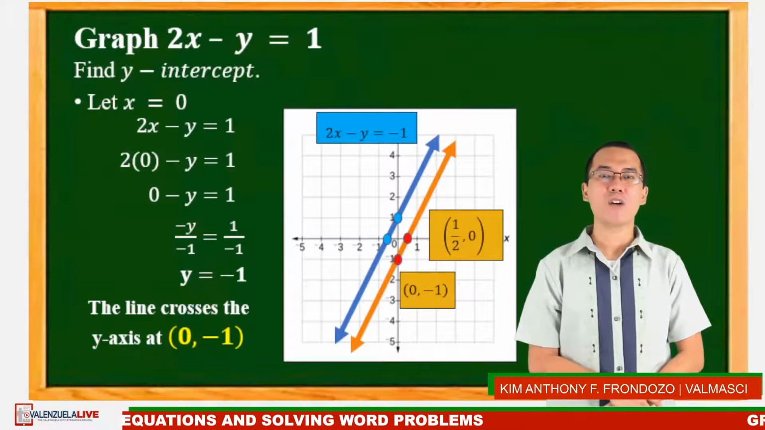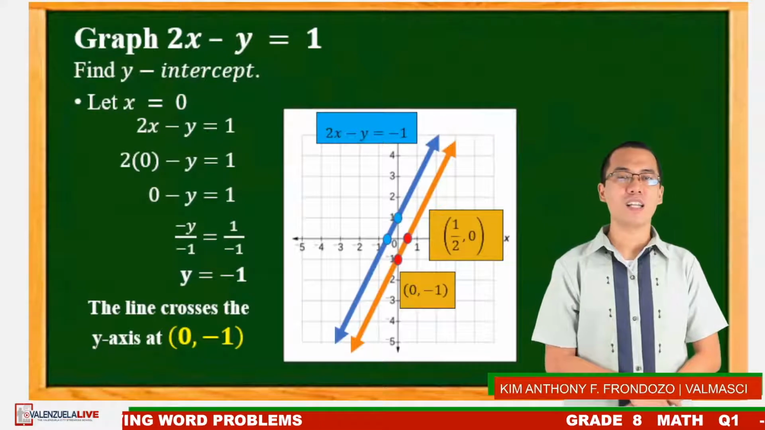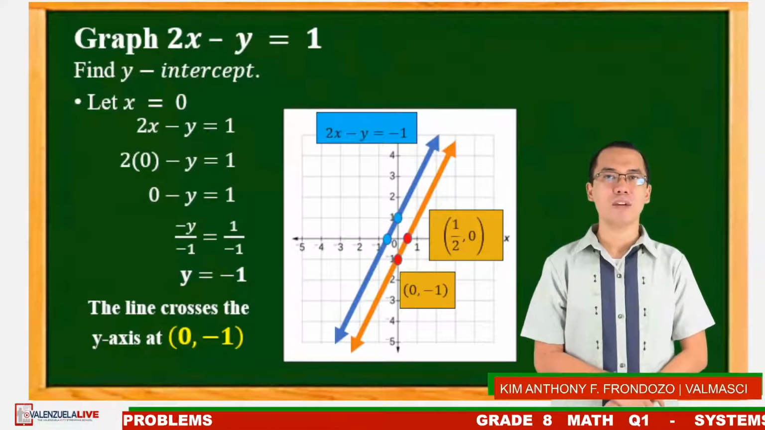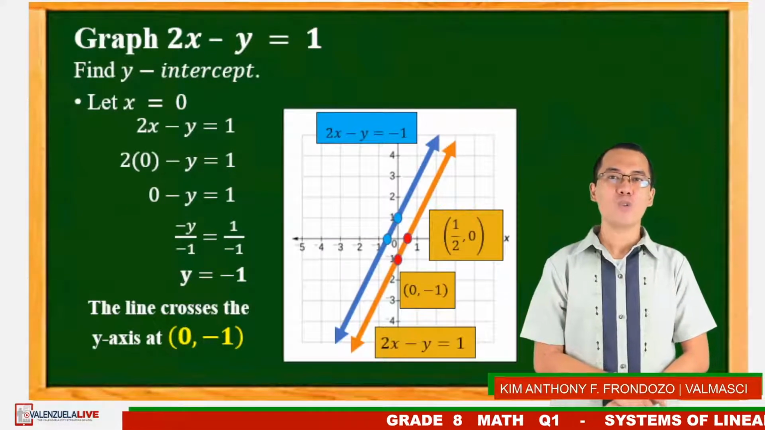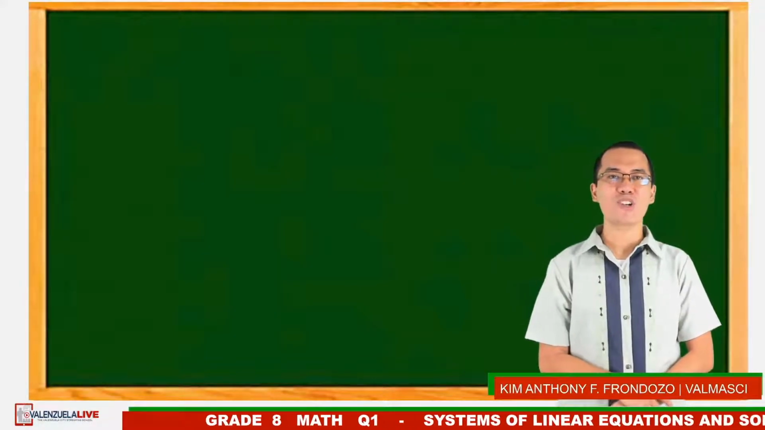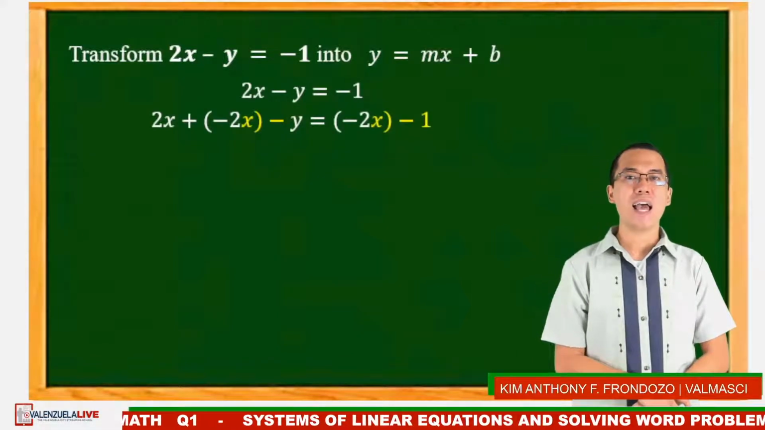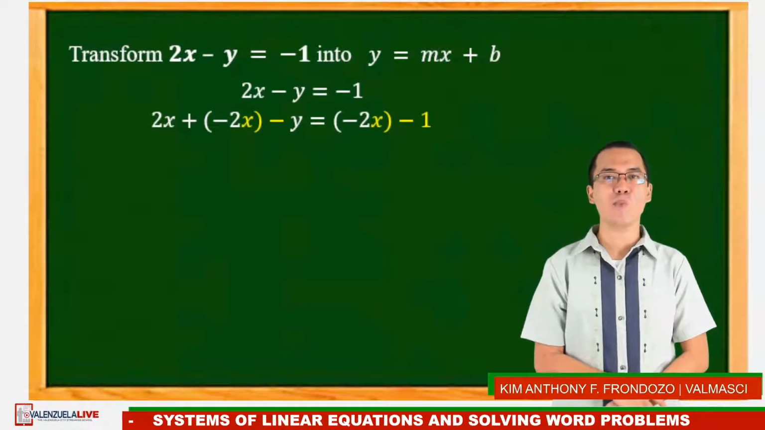And this will be the graph of the systems of equation. Another way of solving the given example is algebraically. Let us transform 2x minus y equals negative 1 into slope-intercept form, y is equal to mx plus b. So we'll have 2x minus y equals negative 1.